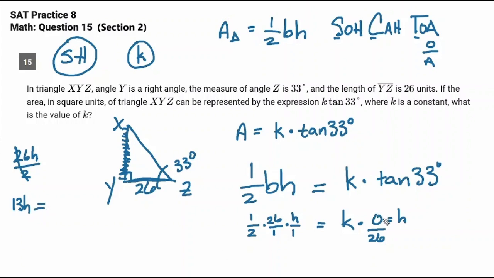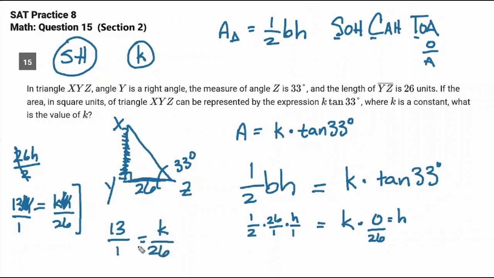equals, we said the opposite side is the height, so it's just k times h over 26. And again, I'm going to put this over 1. What is going to happen to these h's in this equation right here? There's an h on the left and there's an h on the right. They're going to go away. So all I got is just 13 over 1 equals k over 26.